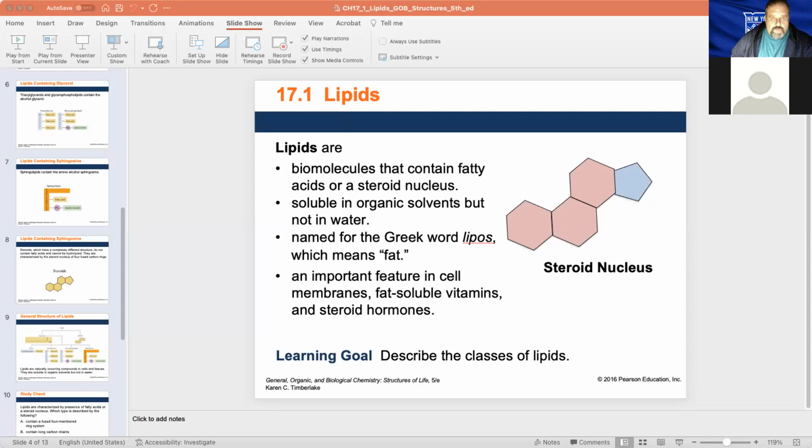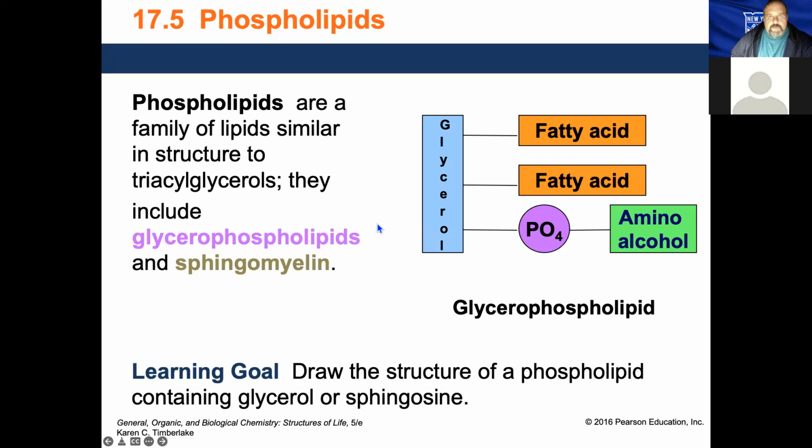All right. So let's go to phospholipids. Phospholipids are similar to triacylglycerols, and there are basically 2 main types. There are glycerol phospholipids, which we'll start out with first, and then there are sphingomyelins.